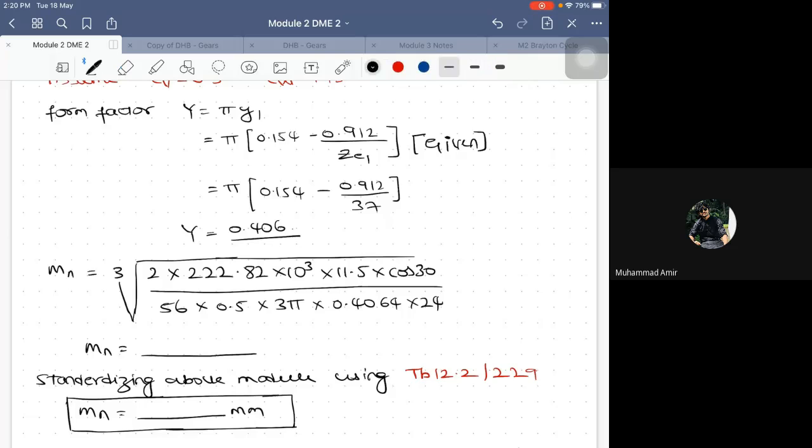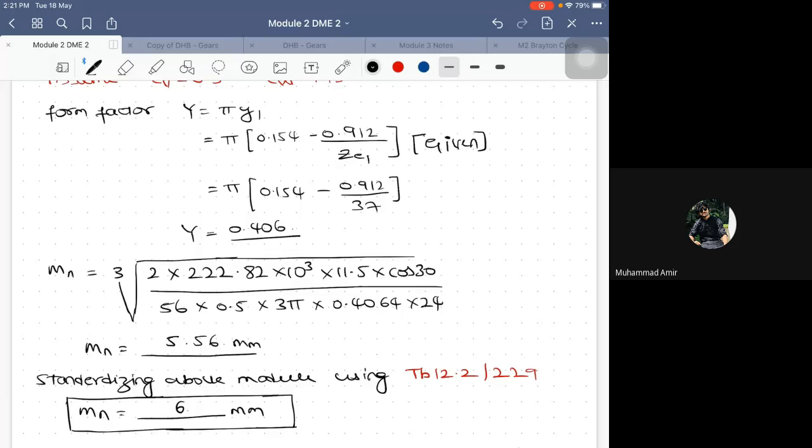5.56, give me the standardized value of that. 5.56 mm. Now go to table number 12.2, everyone, on page number 229. Give me the standard value, preferably in the first column. 6. Okay, so 6 mm is the standard value.